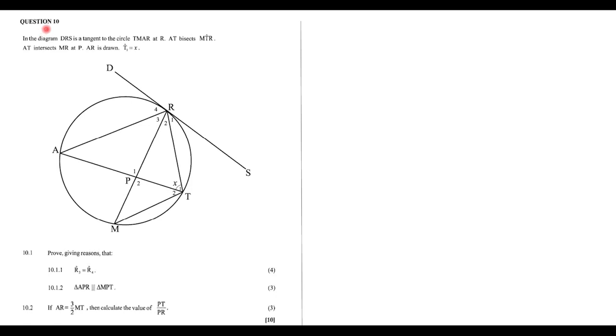So the question goes as follows. In the diagram, DRS is the tangent to the circle TMAR at R. AT bisects MTR. AT intersects MR at P, and AR is drawn. T1 is equal to X.